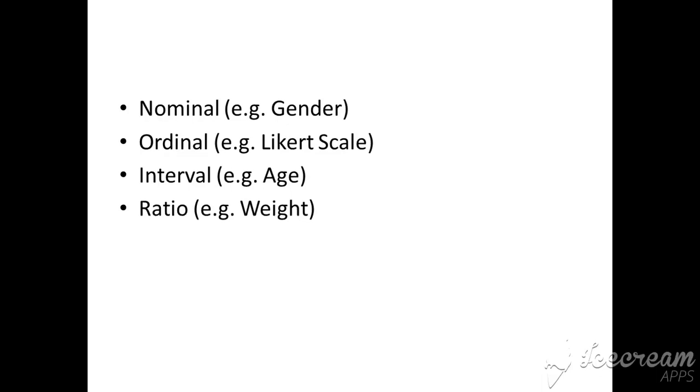And then we have interval data. The simple example of interval data is age. So we have different age categories. Let's suppose age of 18 to 20 years, so there is an interval of 2 years. And then we have ratio data like weight. A person has a weight, so the weight in kg or in pounds is called ratio data.